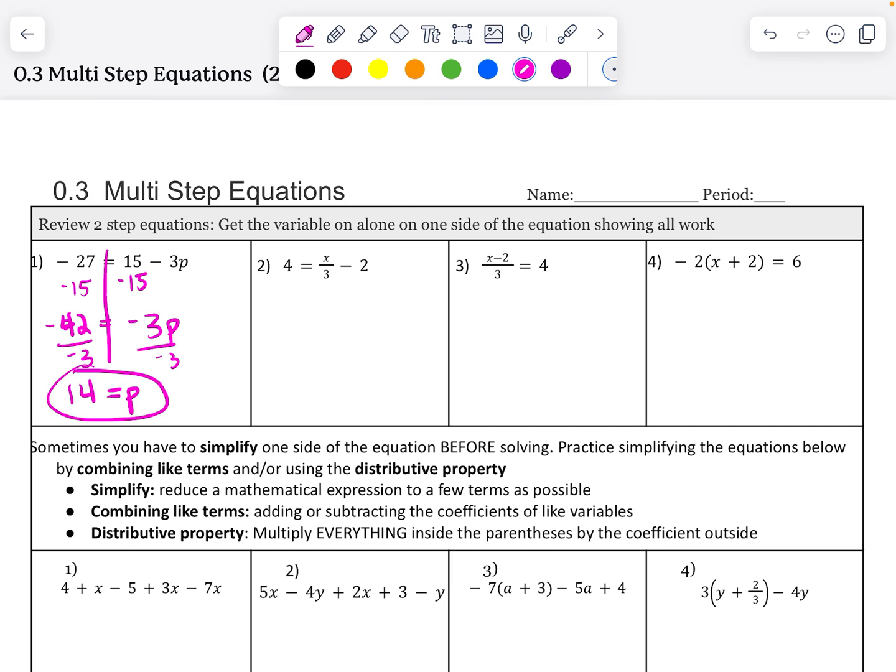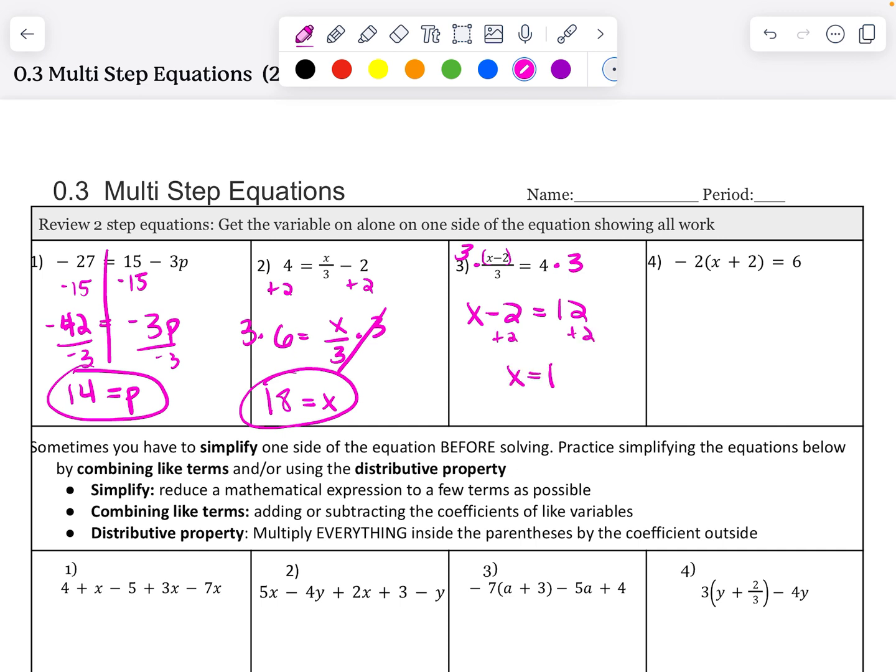All right, try it again. Add 2 to both sides. 6 equals x divided by 3 times 3 on this side, times 3 on this side. 1x equals 18. All right, remember, invisible parentheses here, so let's get rid of that 3 first. Times 3 here, times 3 here. X minus 2 equals 12, plus 2, plus 2. X equals 14.